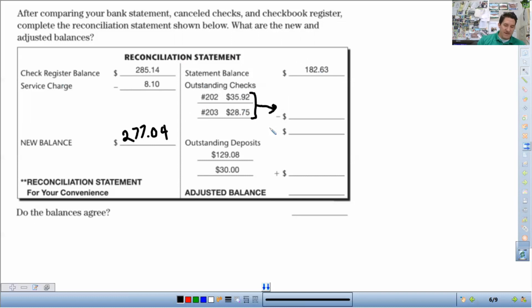So 35.92 plus 28.75, that comes out to 64.67. And then you subtract these. So you're going to subtract the outstanding checks. So 182.63 minus 64.67. That comes out to 117.96.